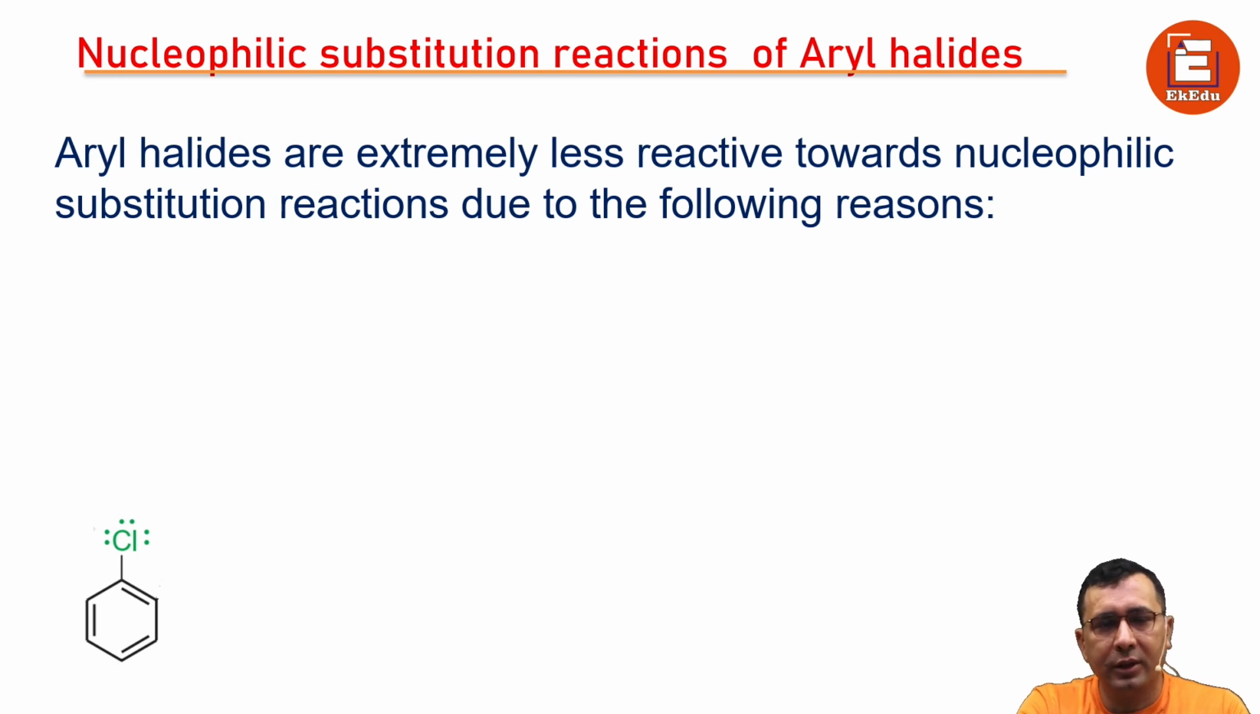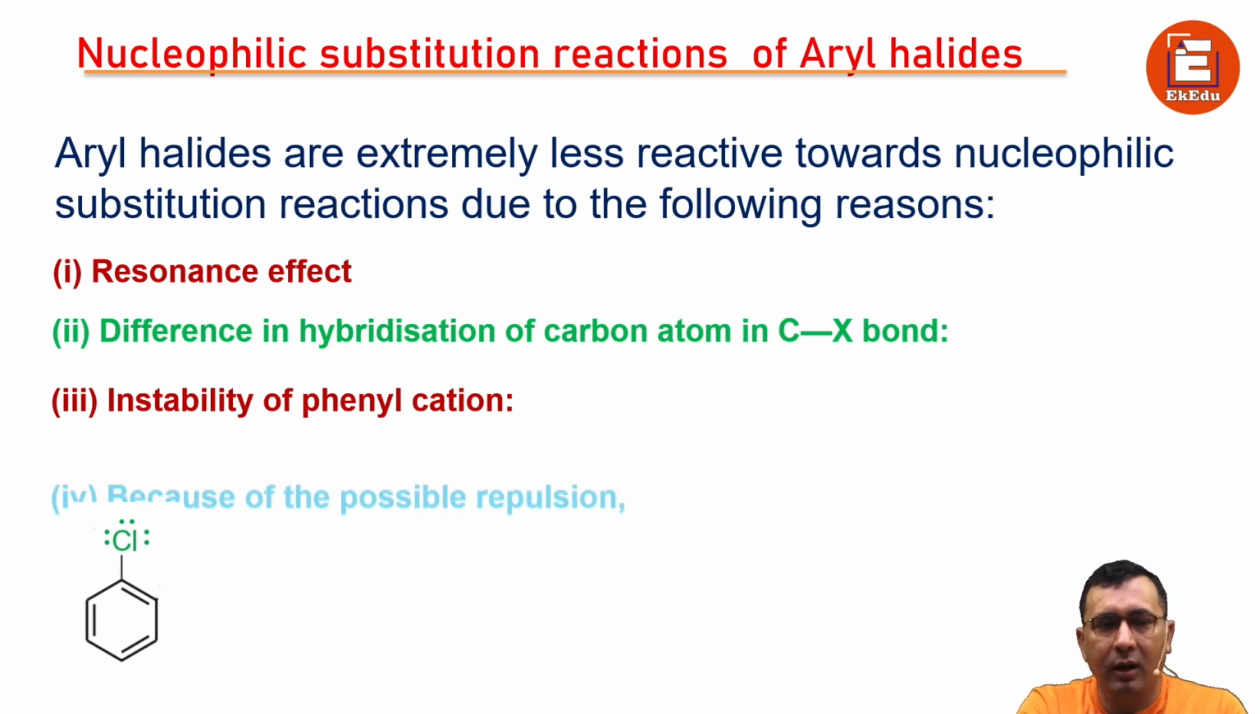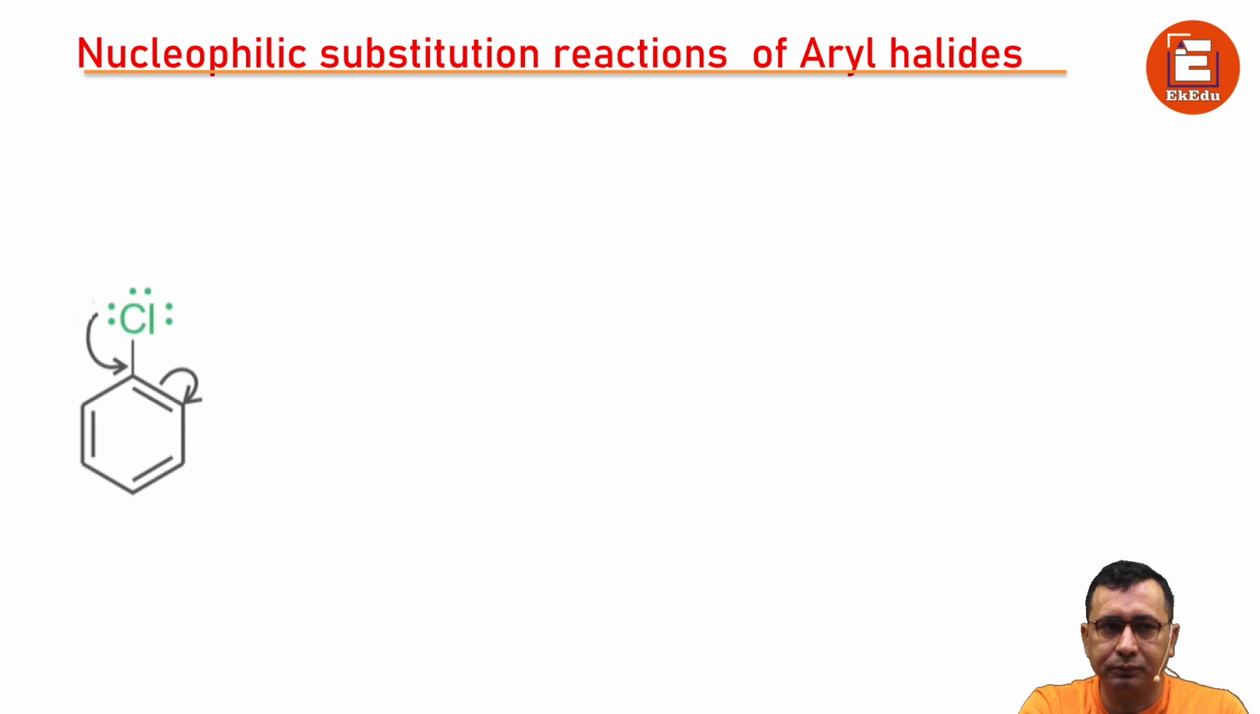All of you know that aryl halides are extremely less reactive toward nucleophilic substitution reaction, and there are many reasons behind this. Number one is the resonance effect. Number two is the difference in hybridization of the carbon atom in the C-X bond, because the hybridization of carbon in aryl halide is different from that in alkyl halide. Number three is the instability of the phenyl cation, and number four is the possible repulsion. So let us discuss these reasons one by one.